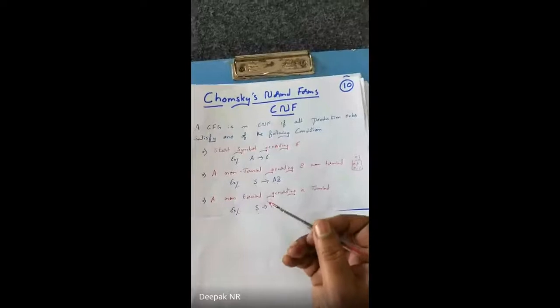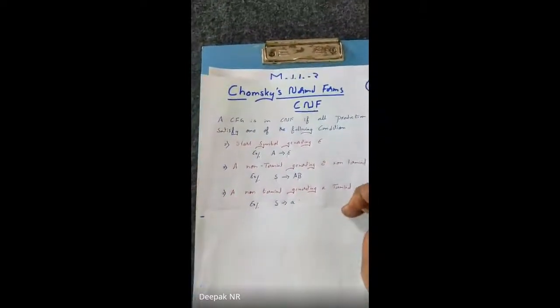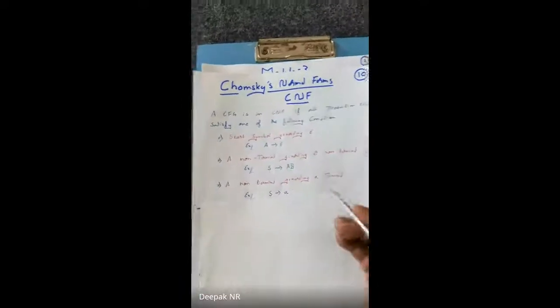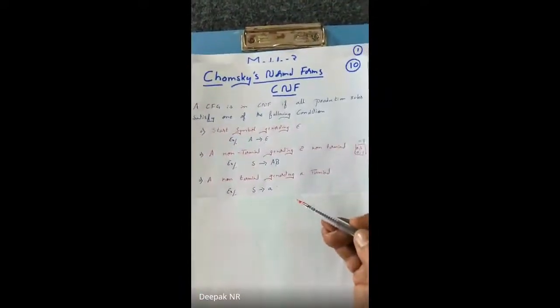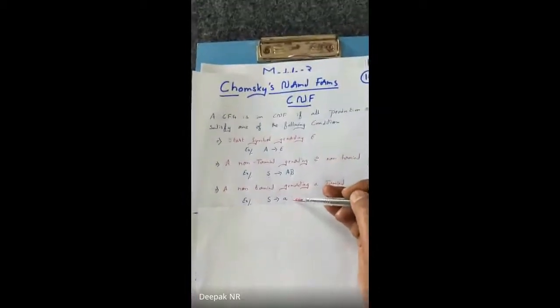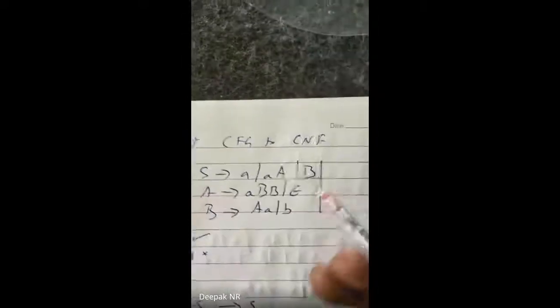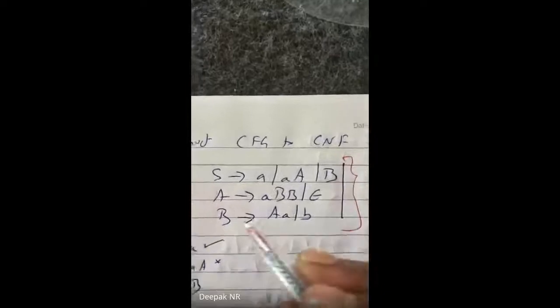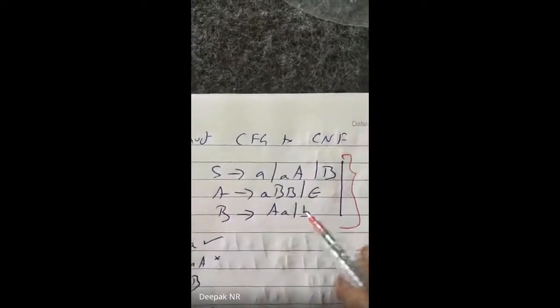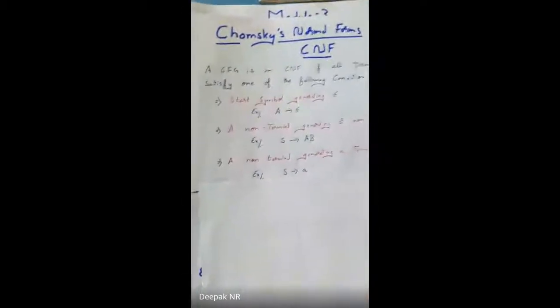If any grammar holds good for all these three conditions, then the given grammar is said to be in CNF. I repeat again, if a grammar satisfies these conditions, then the given grammar is said to be in CNF. Now, many of you may have a confusion: what do you mean by a grammar? Have a look over it. This statement is called a grammar. It has to satisfy these three rules, then we will say the given grammar is in CNF.